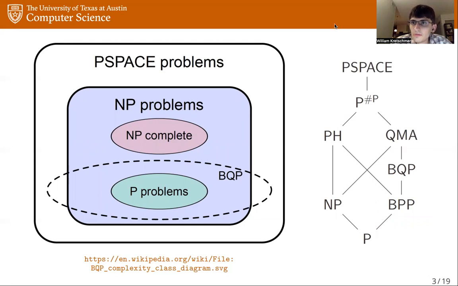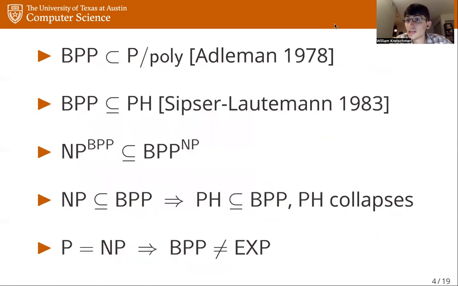And what has been extremely frustrating for those of us who work in quantum complexity theory is that by contrast, if you look at BQP's classical cousin BPP, we can say a lot more about BPP that we do not know how to prove about BQP. And just to give a couple examples, we know that BPP is contained in P/poly, which is Adleman's theorem. We know that BPP is contained in PH, the Sipser-Lautemann theorem, along with a couple of other results.